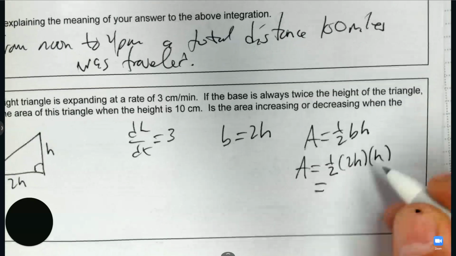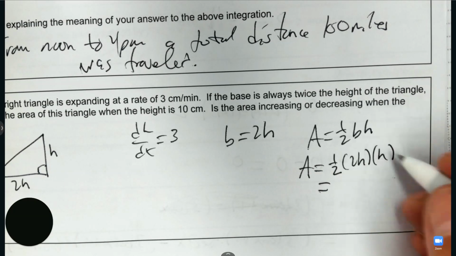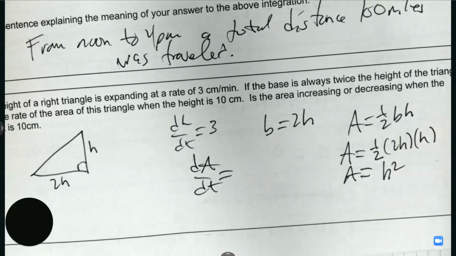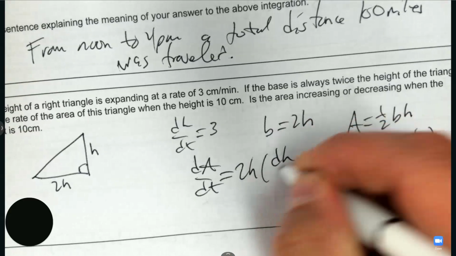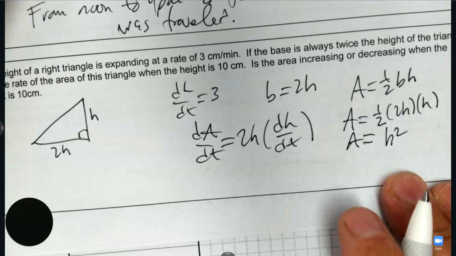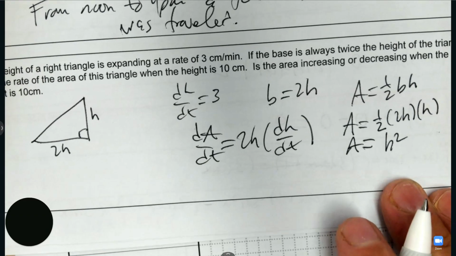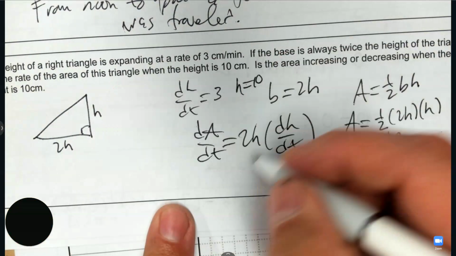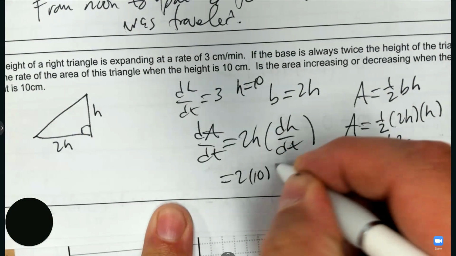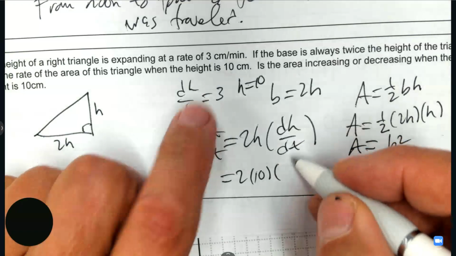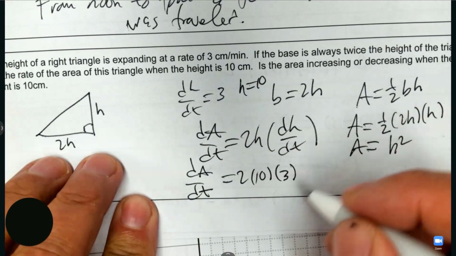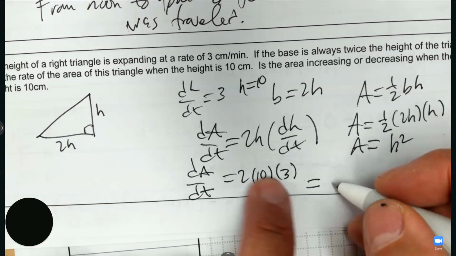And I'm going to simplify this. So 1/2 times 2 is 1h times h. That's just h squared. Then I'm going to take the derivative of that with respect to time. So the derivative with the hook, dA by dt, is 2h and needs the hook, dh by dt. And then I'm going to plug in the values that I have. So it says the height is 10. So we're going to plug in 10 for the height. The height is expanding. The rate of it is 3. And that's going to give me the rate for the area. So that answer is 2 times 10 times 3.